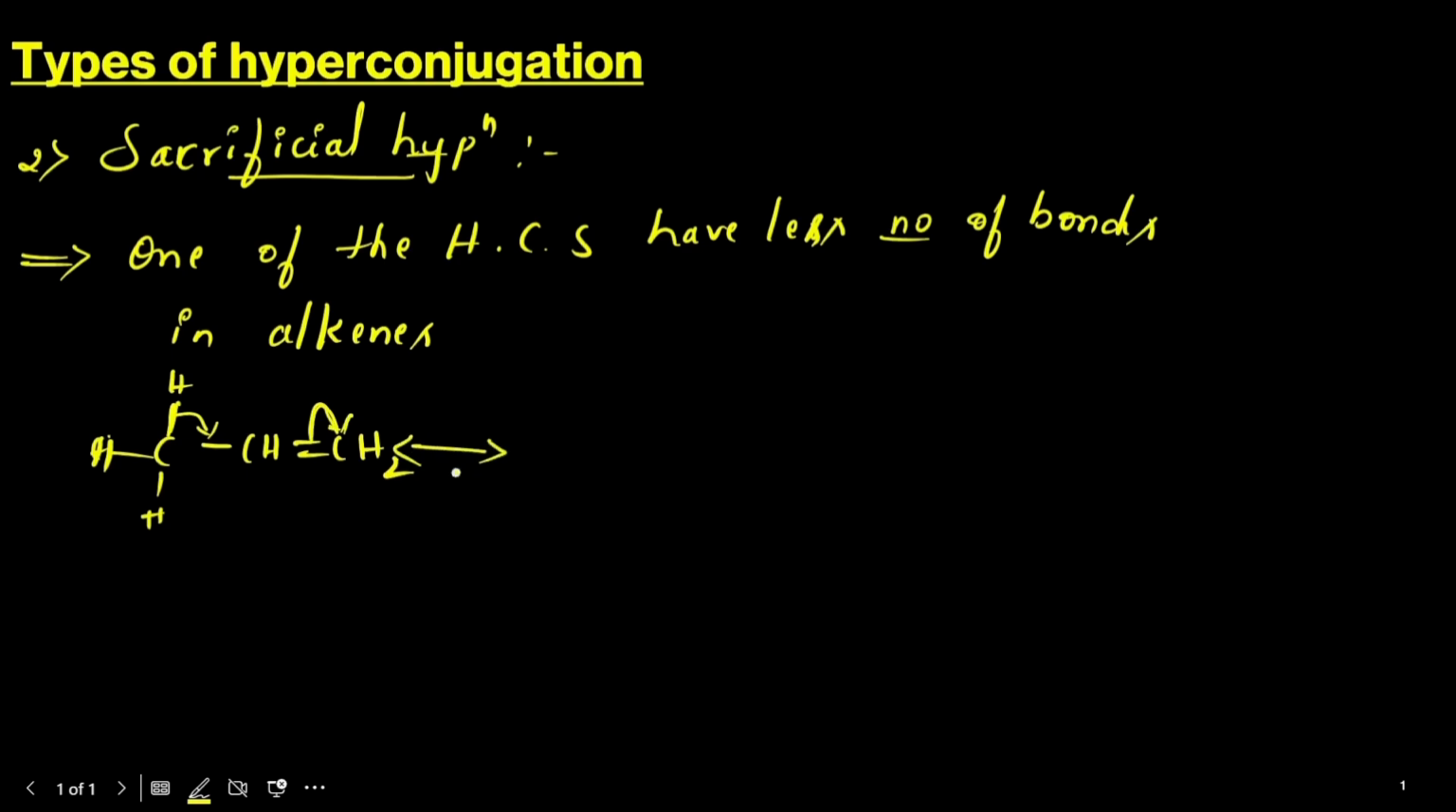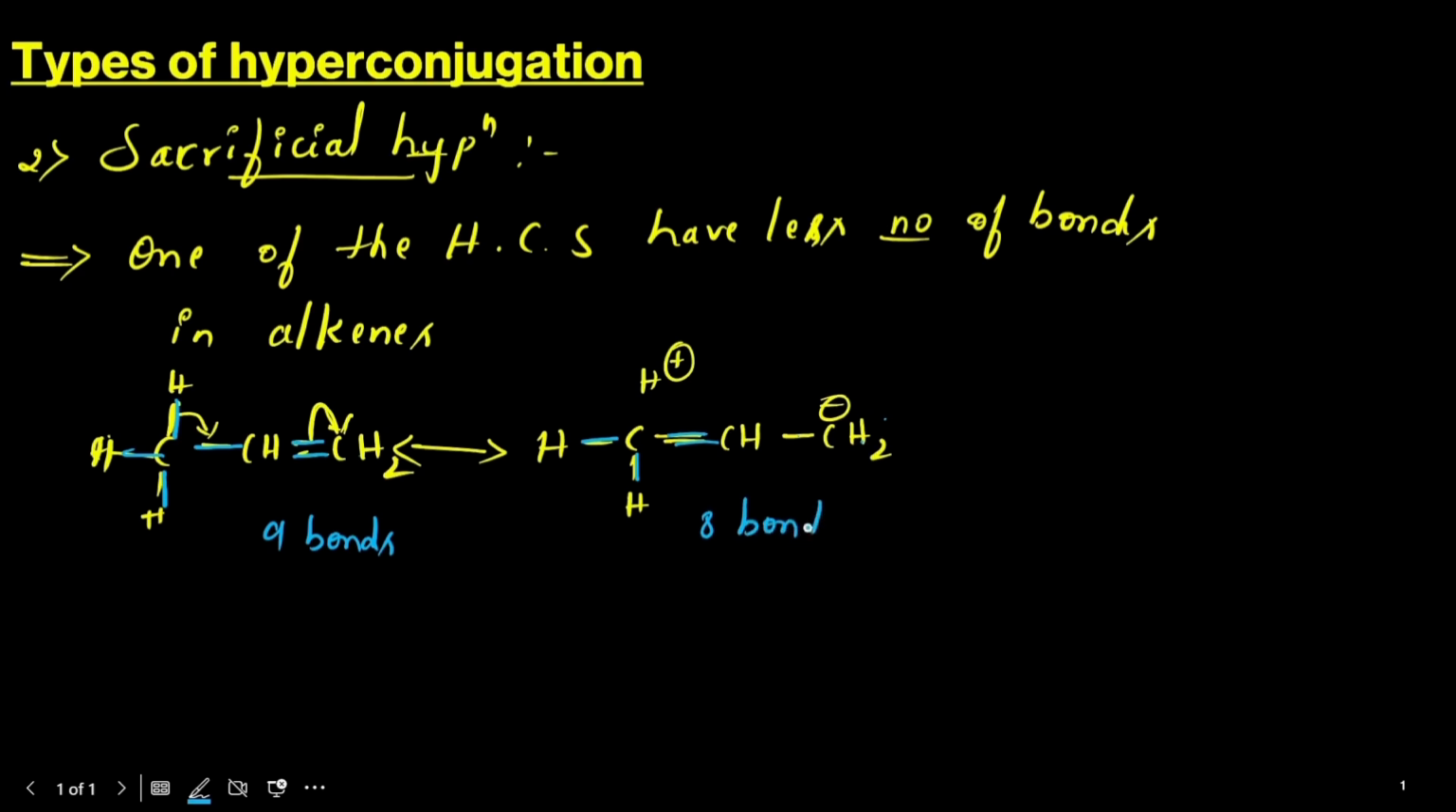So you can write it as H, C, H, here H plus, double bond CH single bond CH2 minus. Here how many bonds? 1, 2, 3, 4, 5, 6, 7, 8, 9. 9 bonds are there. Okay, coming to here, how many bonds are there? 1, 2, 3, 4, 5, 6, 7, 8. 8 bonds are there. In sacrificial hyperconjugation, one of the hyperconjugative structures have less number of bonds.